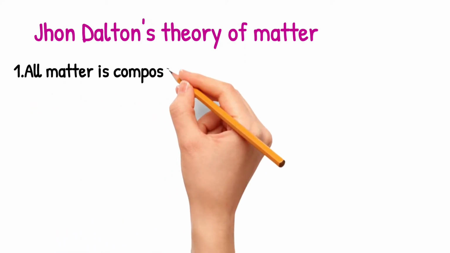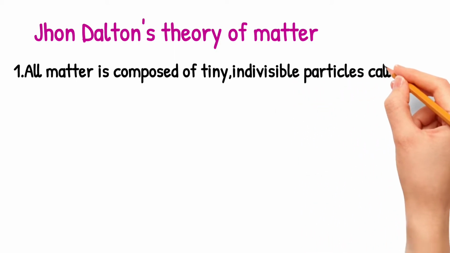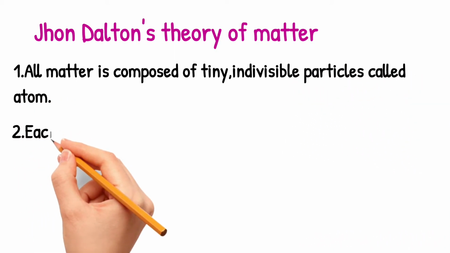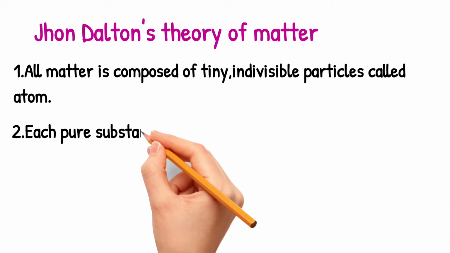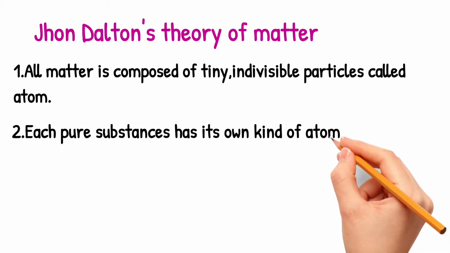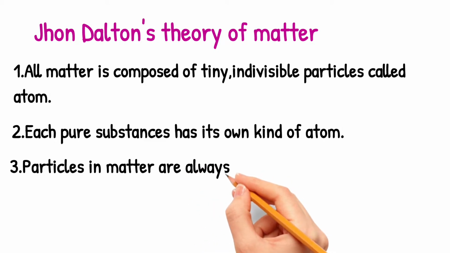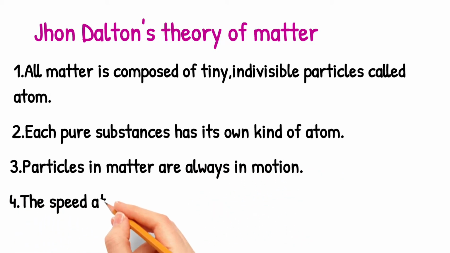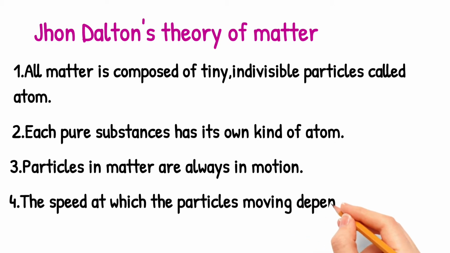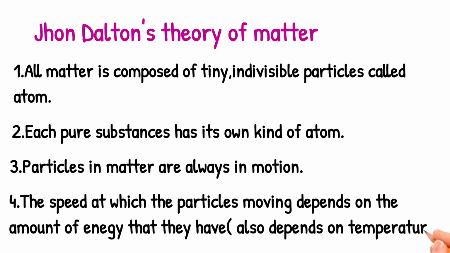According to John Dalton, he has four key points in his theory of matter. The first key point is all matter is composed of tiny indivisible particles called atoms, and the second key point is each pure substance has its own kind of atom, and the third key point is particles in matter are always in motion, and the last point is the speed at which the particles move depends on the amount of energy that they have, and also it depends on the temperature.